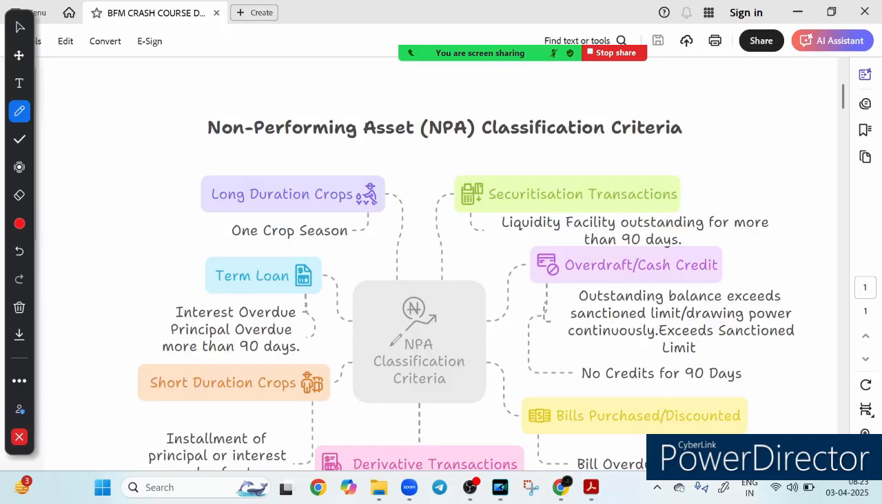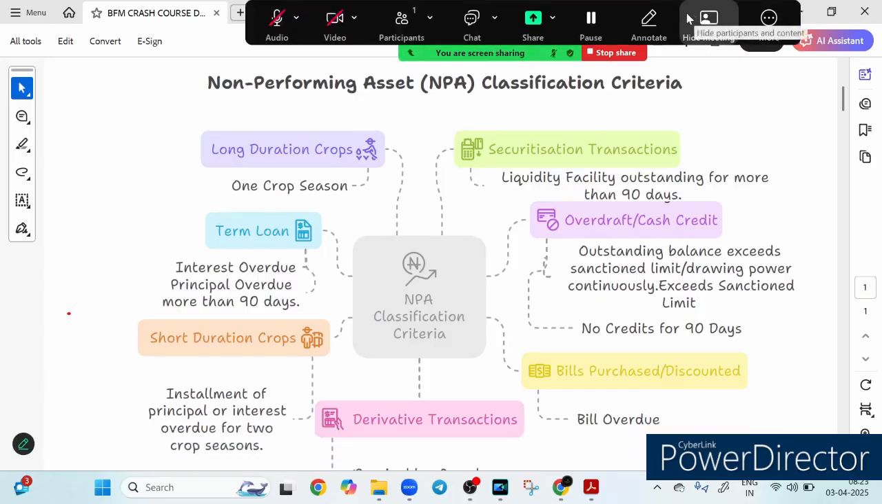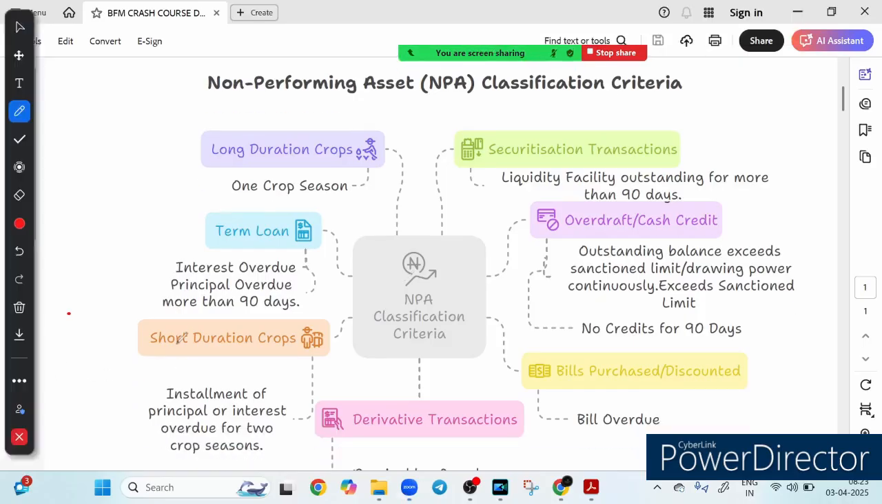What about the short duration crop? For a short duration crop, as you can see here, an installment of principal or interest is overdue for two crop seasons. So remember this: for a long duration crop it is just one crop season, for a short duration crop it is two crop seasons.